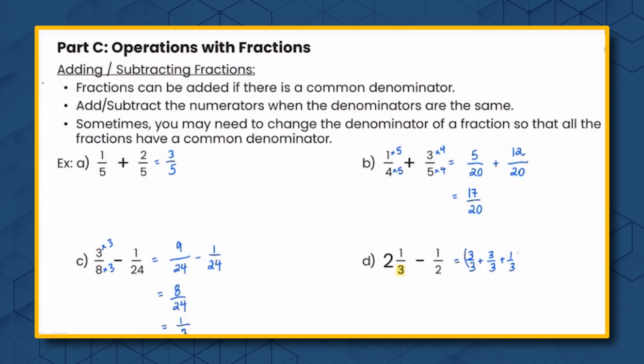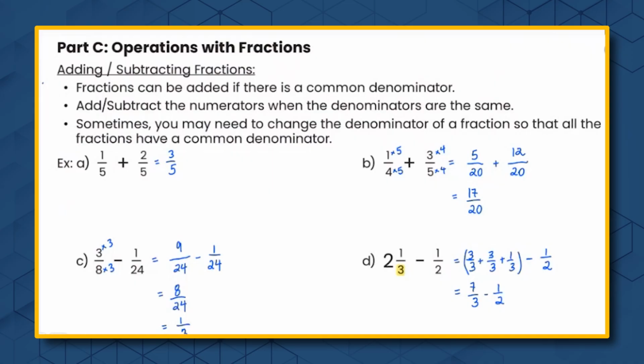I'll just keep that in brackets for now, just to indicate that that represents the fraction 2 1/3. And I'm going to subtract 1 over 2. Now in that bracket, again, we have 3 over 3 plus 3 over 3 plus 1 over 3. If we combine all those numerators together, we're going to get 7 over 3, and we're still going to subtract it by 1 over 2.